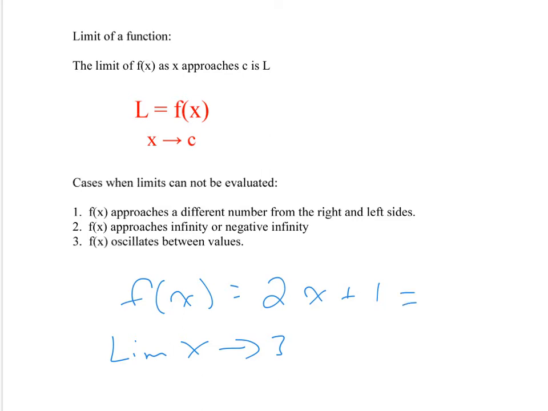Well, as x gets really close to 3, all we can do now is replace x with 3, and we now know we have 2 times 3, which is 6, plus 1, which is 7. So the limit of f of x as x approaches 3 is 7. In other words, in this case, our c was 3 as x approached 3, and our limit was equal to 7, because as x approached 3, not quite getting to 3, but becoming very, very close to 3, our function is getting very, very close to 7.